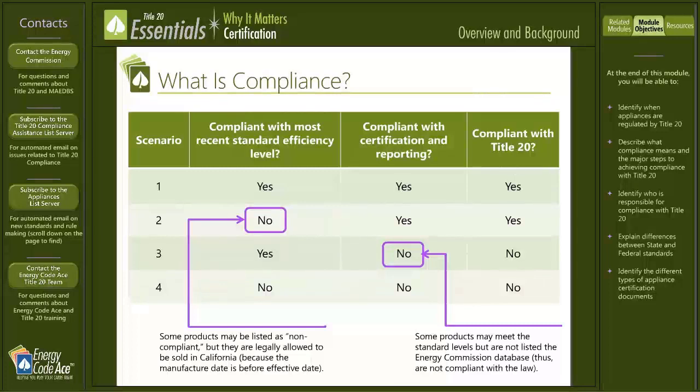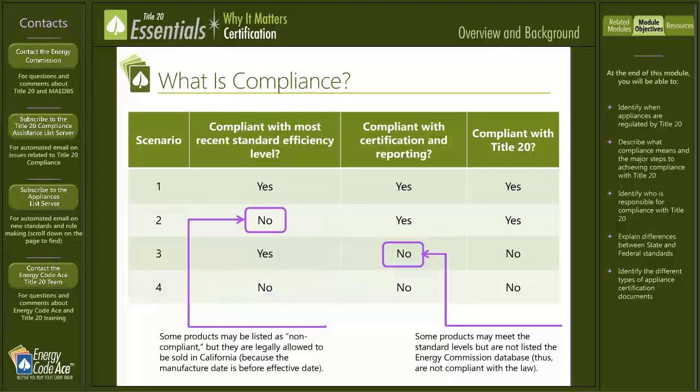So you might be wondering, what is compliance? At a high level, there are two main elements to compliance. Regulated appliances must meet efficiency requirements in effect at the date of manufacture and meet certification and reporting requirements, meaning that a regulated appliance must be successfully certified to the appliance efficiency database using accurate data. These two main elements lead to four possible scenarios that define compliance.